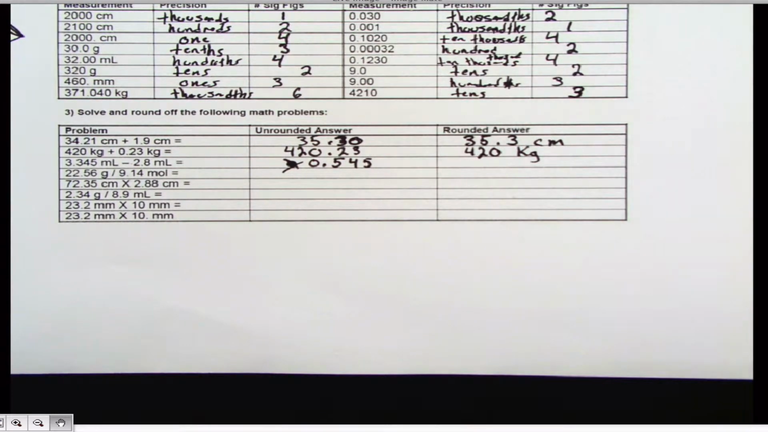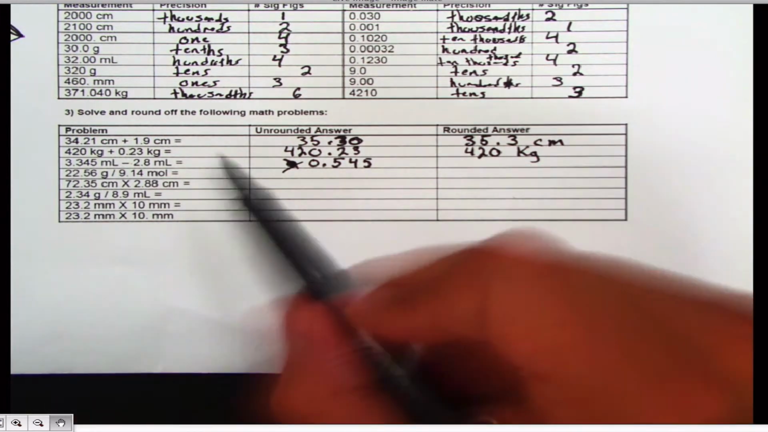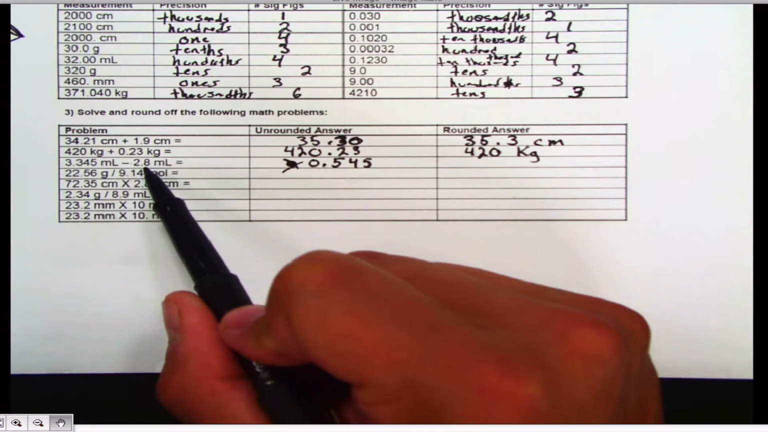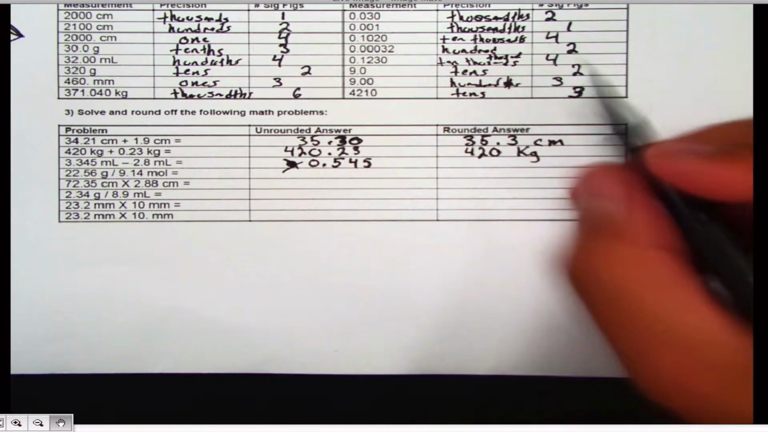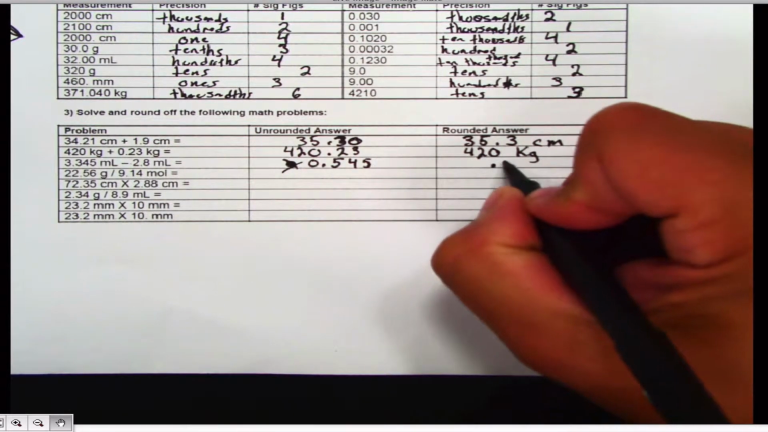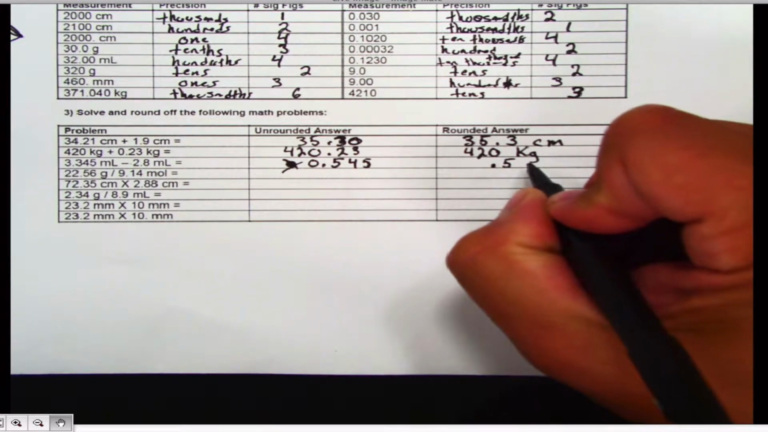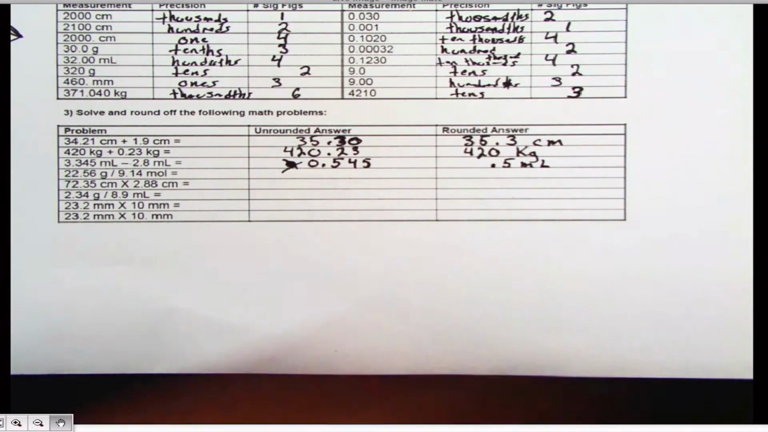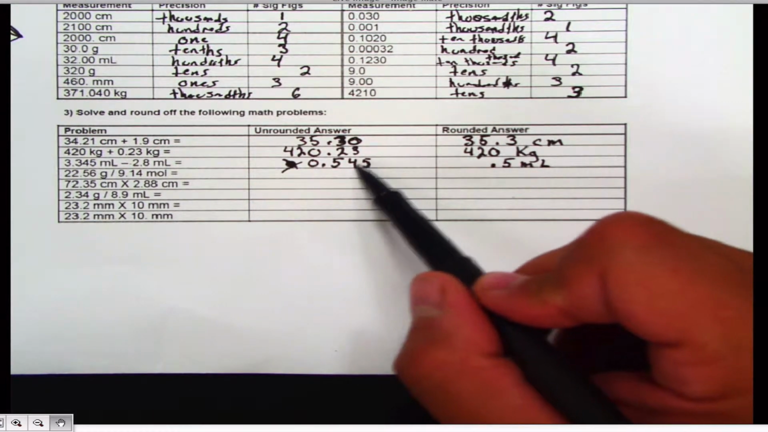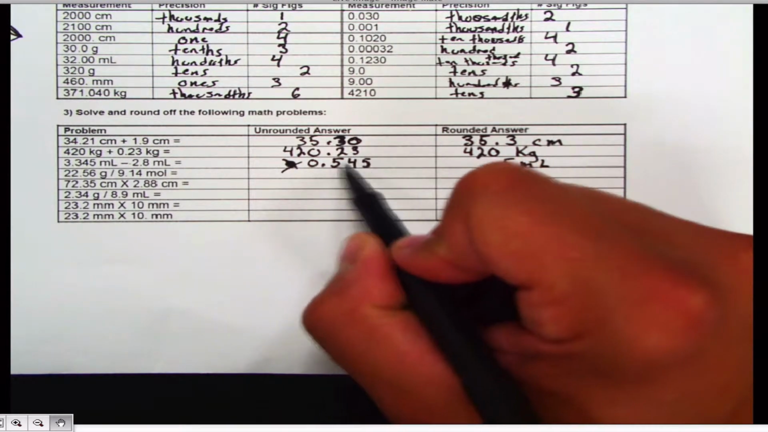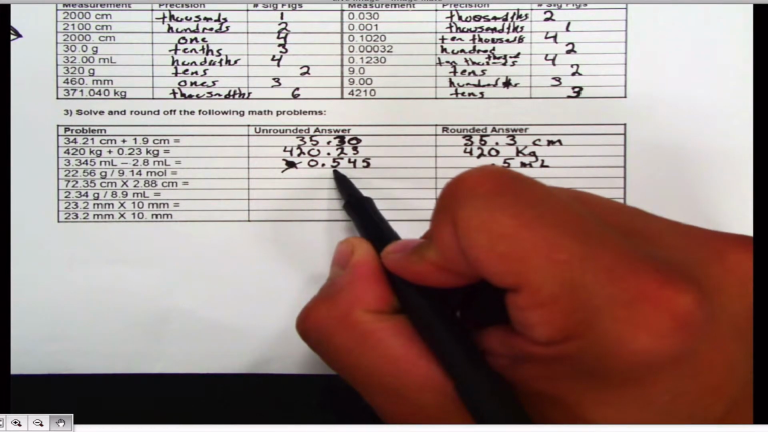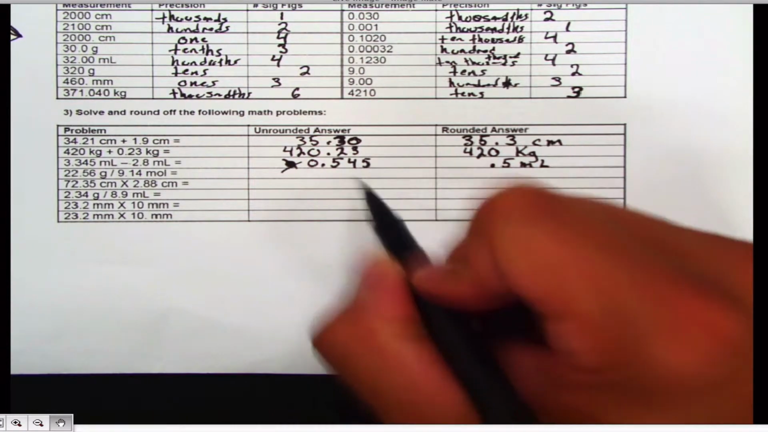Okay, so 0.545. Now, my least precise number is going to be the 8. That 8 is in the tenths spot, so I have to round this to the tenths. So I look to the next number, and it's a 4, so I don't round up. The correct rounded answer is going to be 0.5 milliliters. A lot of people will say you have to take this 5, round that, then that. No, you just look straight at the number right after your least precise significant figure to decide whether to round up or down. So it's really just 0.5.